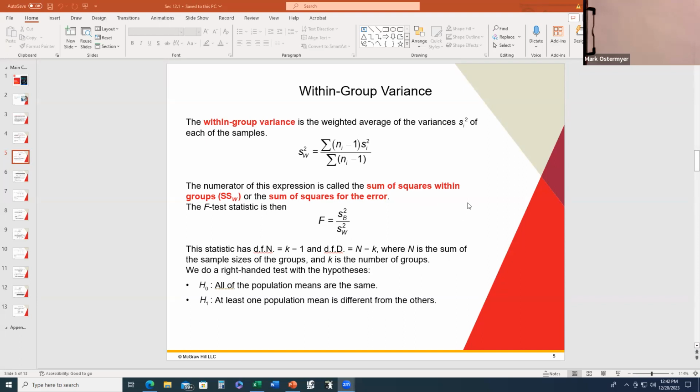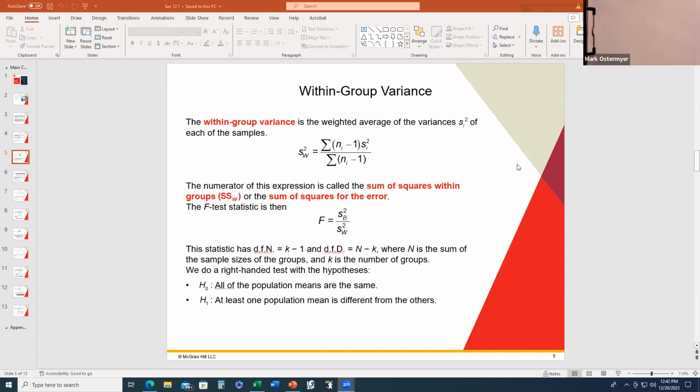And the idea behind this is if the numerator gets large, that means you have a large variance between treatment levels, a large difference, if you will, and that would tend to push this test statistic up into the upper tail rejection region of the F distribution, in which case we would be inclined to reject the null hypothesis and say that not all the population means are equivalent to each other.